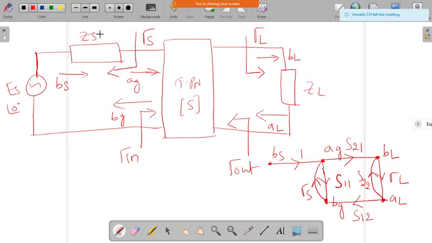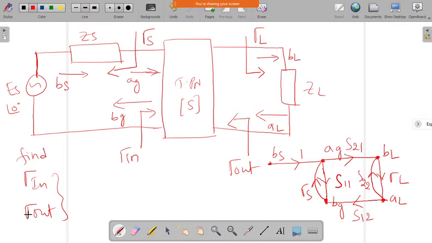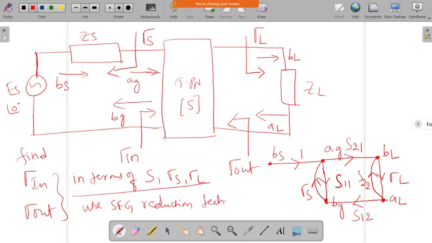Now for this network we have to find the input reflection coefficient and the output reflection coefficient, in terms of the S parameters, gamma S and gamma L. In order to find this, use the SFG reduction technique, that is the signal flow graph reduction technique. We can also represent the source voltage as Vs.